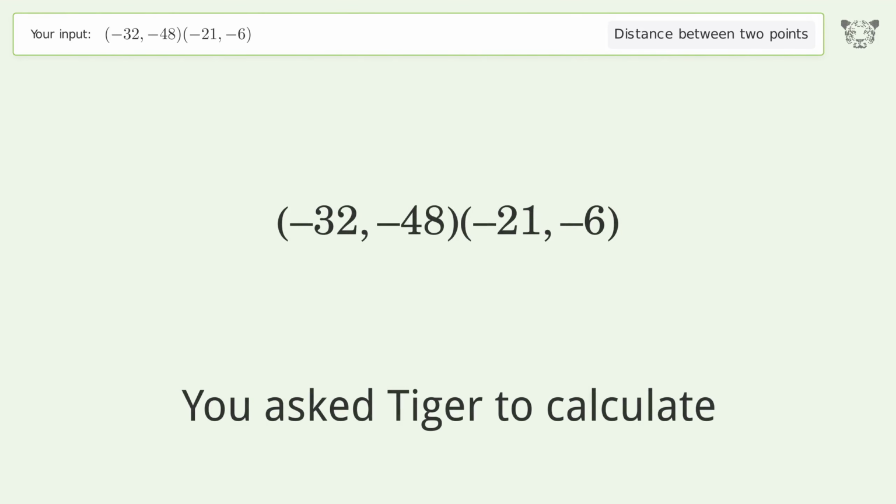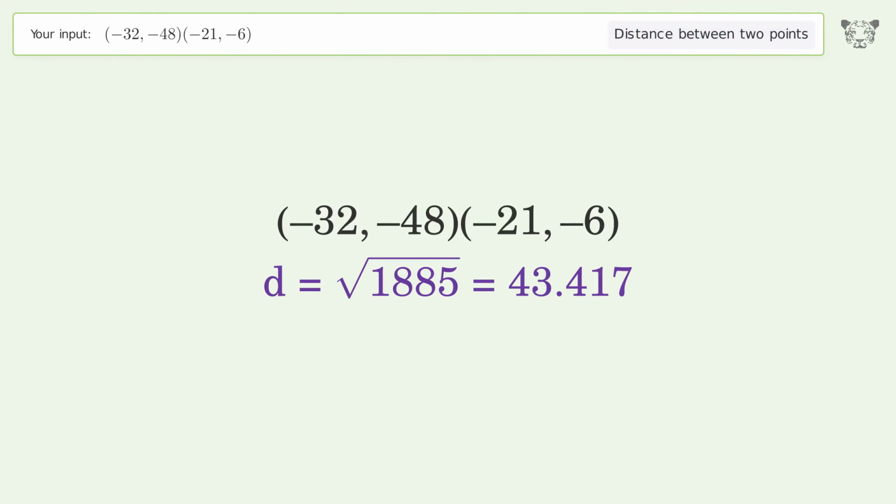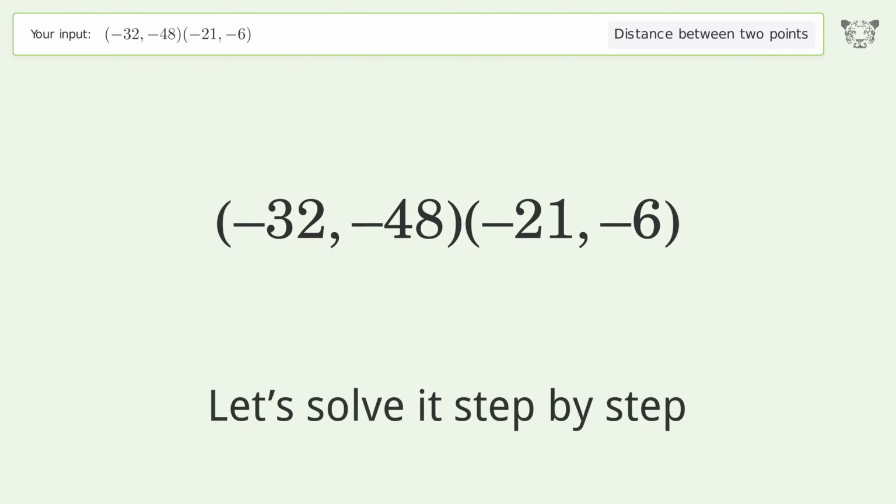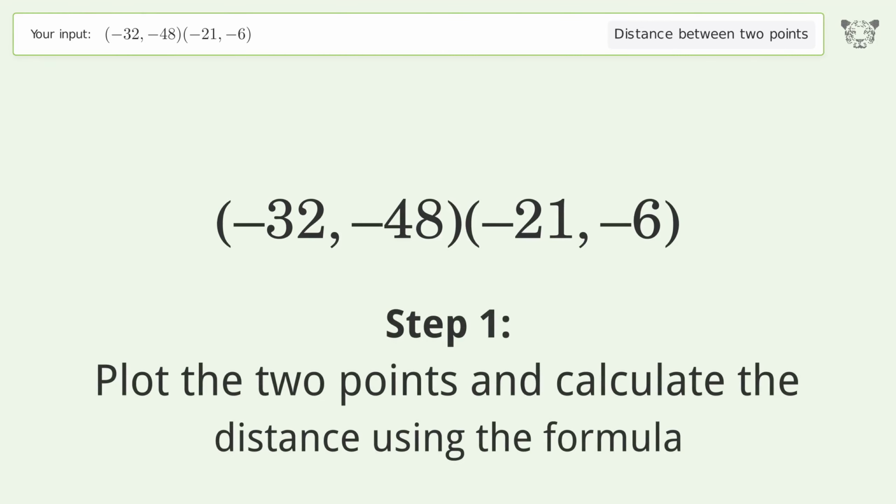You ask Tiger to calculate. This deals with the distance between 2 points. The distance between the 2 points is the square root of 1885, or 43.417. Let's solve it step by step. Plot the 2 points and calculate the distance using the formula.